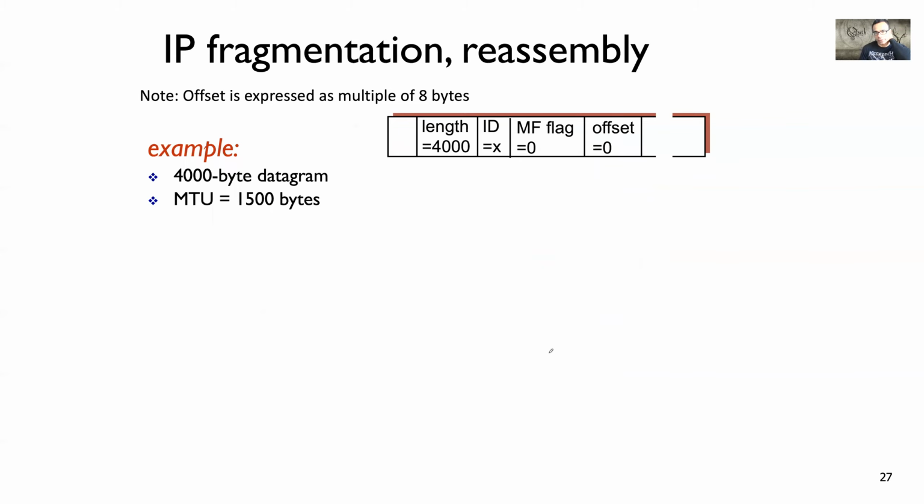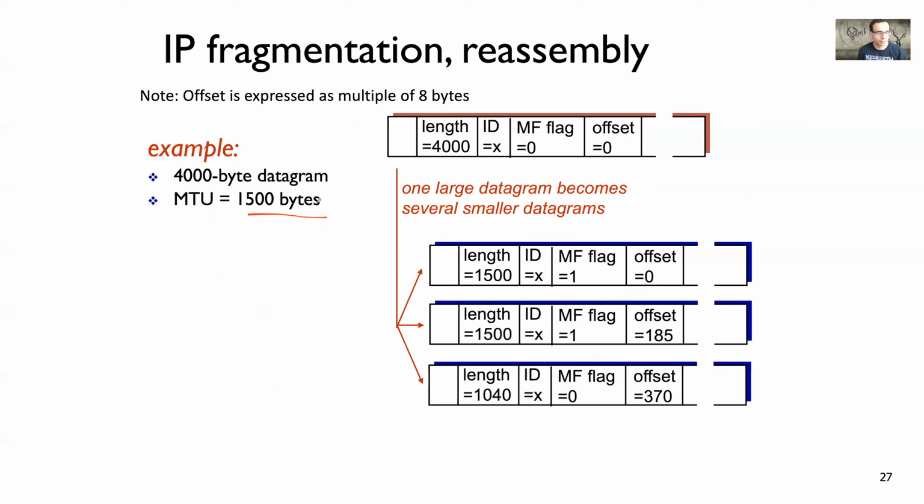So let's look at an example. Let's say we have a 4,000 byte datagram, an original datagram that has arrived at a router, and the outgoing link has an MTU of 1500 bytes. So clearly this doesn't fit. And if you do the math, you'll see this requires 3 smaller fragments. So we know that we need to split this up into 3. Obviously, the first 2 will be the full size packets, and whatever is left behind will be stored in the last fragment.